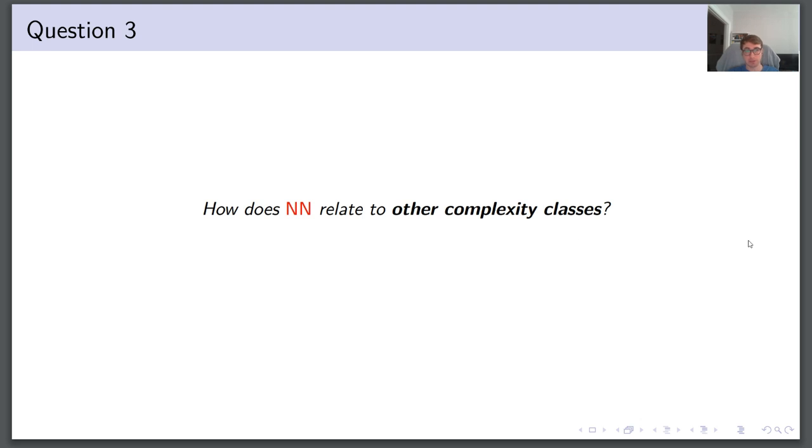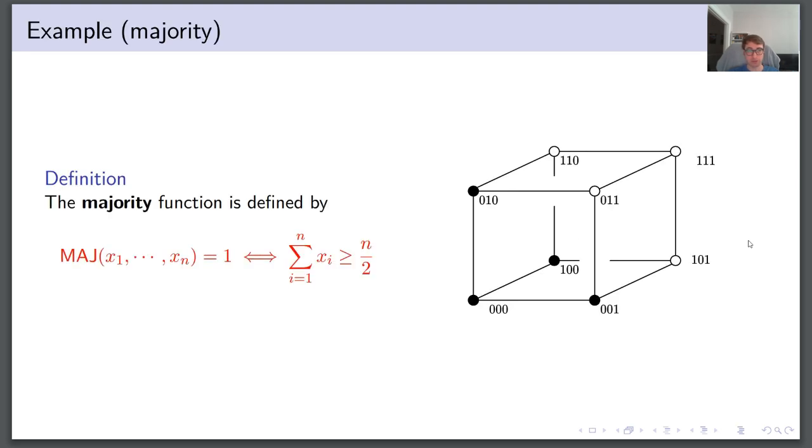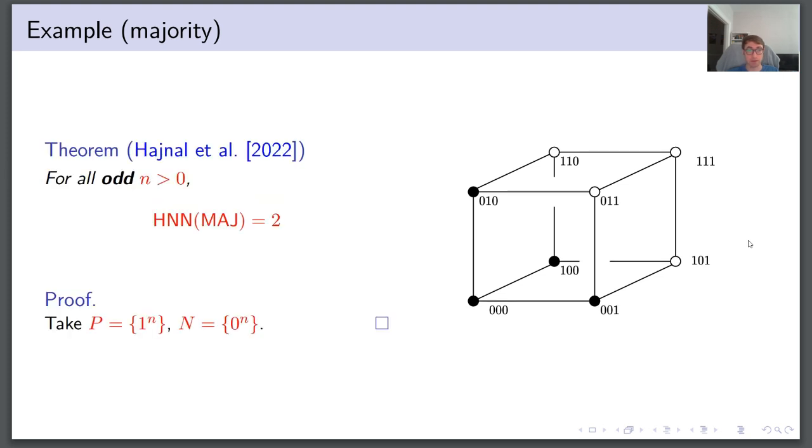And for the third question, we will take the majority function. So this is a Boolean function which is equal to 1 if and only if the number of 1s in the input is greater than or equal to the number of 0s. And it turns out that there's actually a very simple HNN representation of majority when n is odd, by just taking positive and negative anchors on opposite ends of the hypercube.